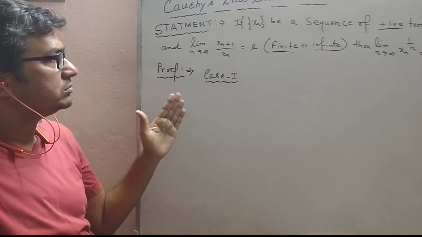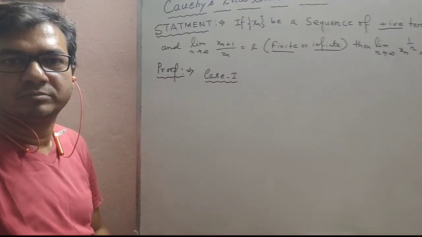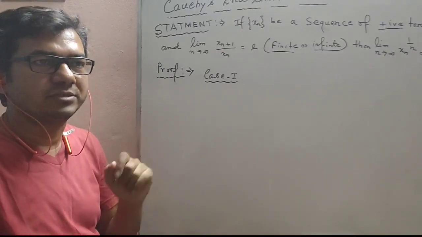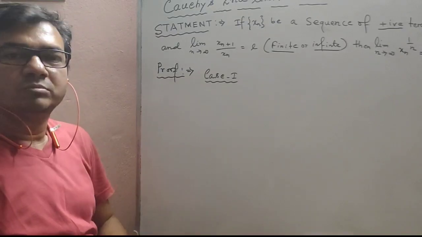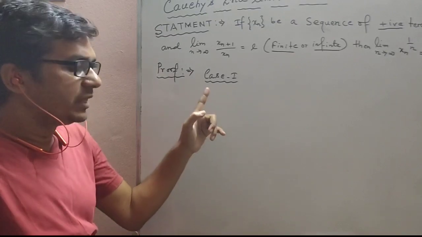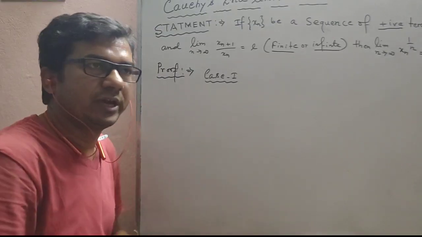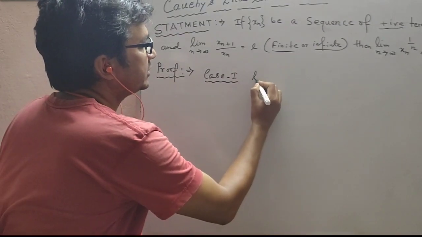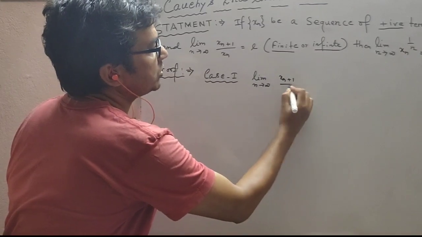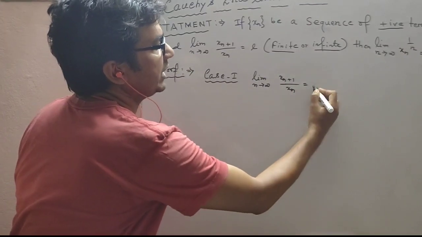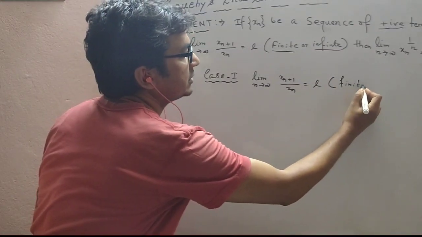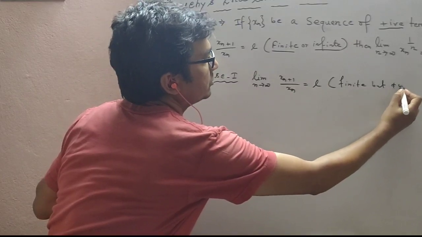Now we prove this theorem in three parts, that is, in three cases. Now come to case number 1. In the first case, we take limit n tends to infinity, xn plus 1 by xn equals L, which is finite but not equal to 0.